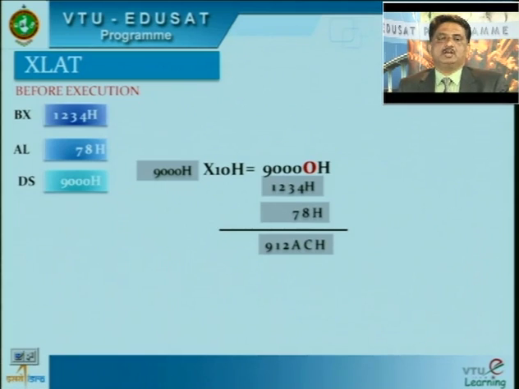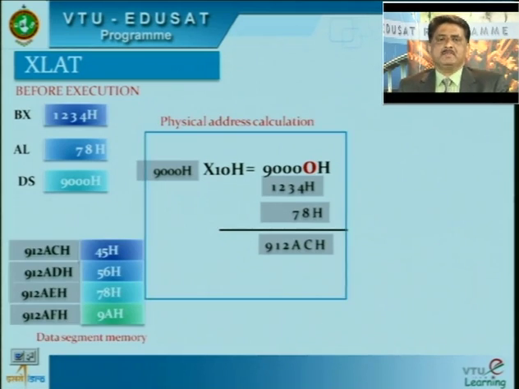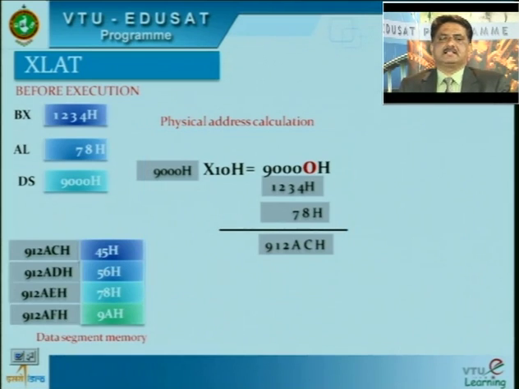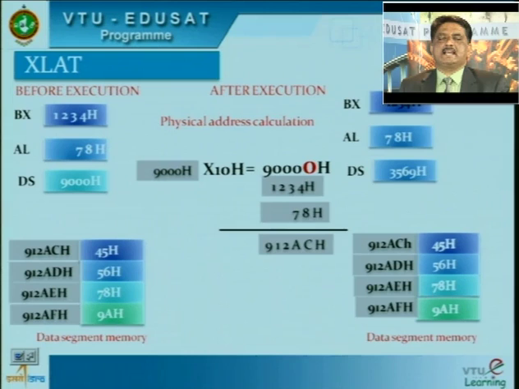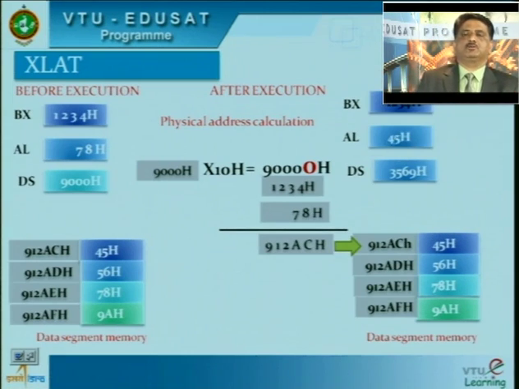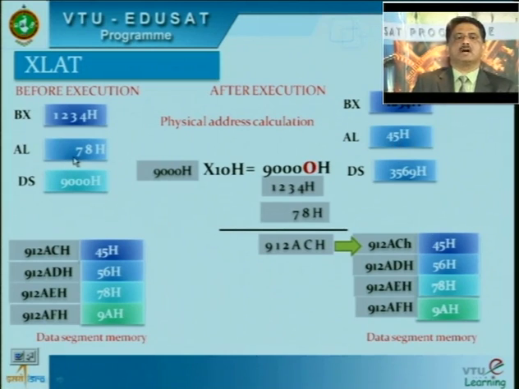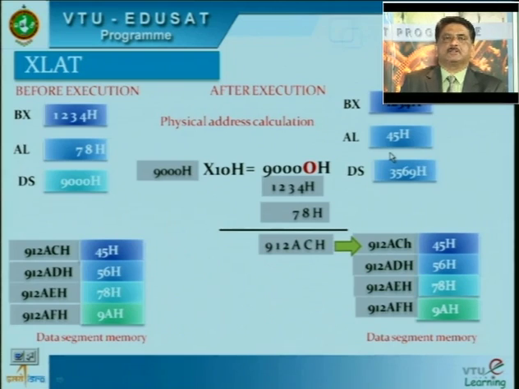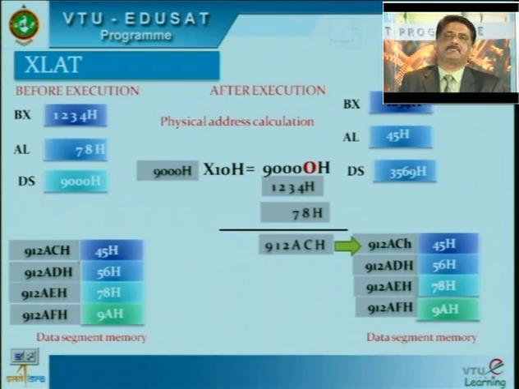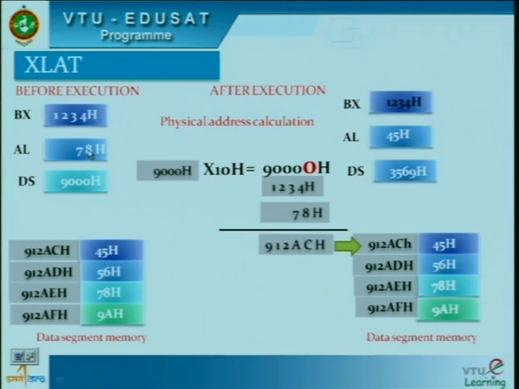In this case, the BX value is 1234H, to which 78 is added, and ultimately I get 912ACH. After calculation of the physical address, the content of 912ACH, which is 45, will be copied onto AL. If you carefully observe, initially before execution the content of AL was 78H, and after execution the content of AL is 45H. So this is what translation is. The content of AL gets translated into its equivalent value from the table, or from a predefined location whose base address is pointed to by the BX register.